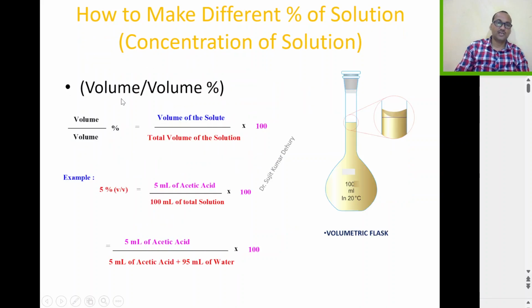Similarly, we can also make solution by volume by volume percent. This is the formula, and suppose we want to make 5% volume by volume solution. In that case, what we have to do? We have to transfer 5 ml of acetic acid to the volumetric flask, and in this flask the total volume of the solution should be 100 ml. So we need to add 95 ml of water to make up this volume, and up to this mark the lower meniscus should touch.